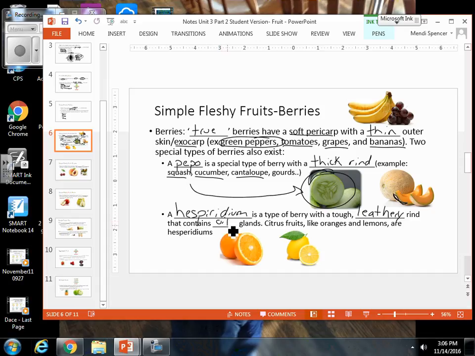So, you just need to know, if you have a hesperidium, that is like citrus fruits. So oranges, lemons, limes, grapefruit, they all have those leathery rinds that have oil inside of them.